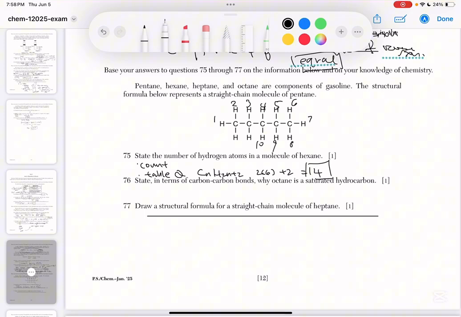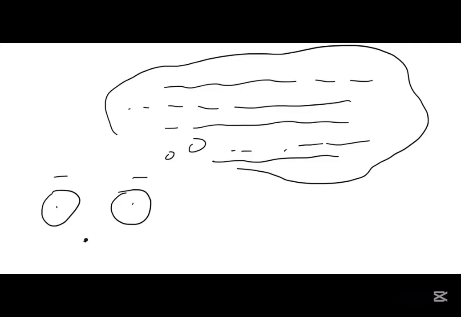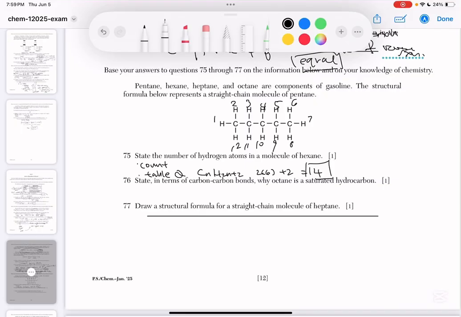8, 9, 10, 11, 12. Wait. This is hexane, so you can't count. I guess you can draw it out, but that just kind of takes time. 1, 2, 3, 4, 5, 6, 7, 8, 9, 10, 11, 12, 13, 14. So there's that.